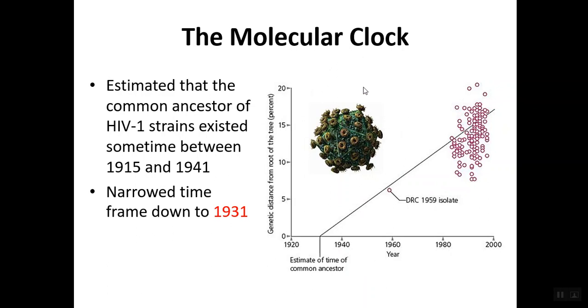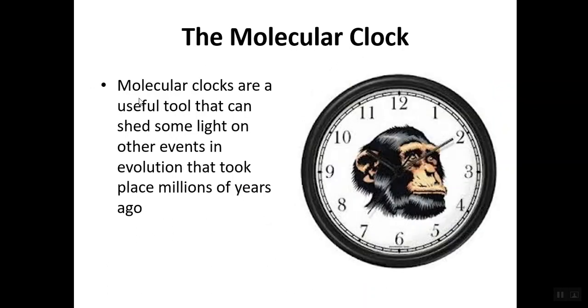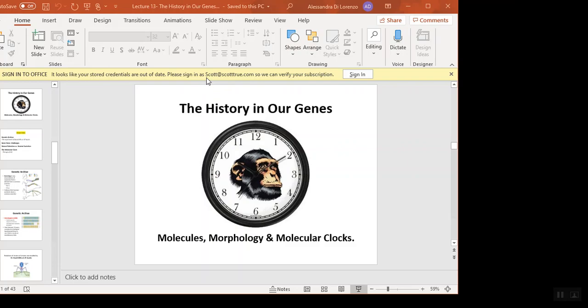Okay. All right, so to conclude, molecular clocks are a useful tool that can definitely help us understand how evolution has taken place, and even track down the age of viruses and when lineages have split.